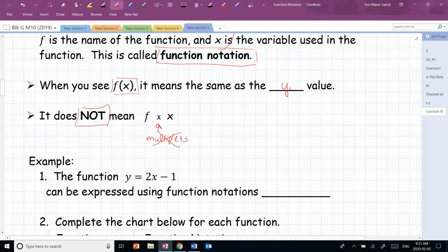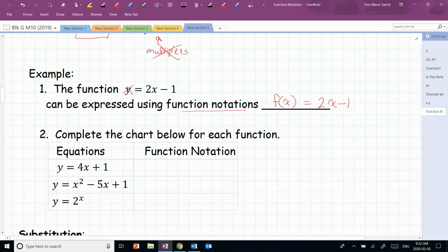So let's go through some first examples. Here's a function, right? It's an equation we've seen before. So y is equal to 2x minus 1. We can change this into function notation by simply taking out the y and putting in the f of x. So the function notation would be expressed with f of x instead of the y is equal to 2x minus 1. That's function notation. Okay?